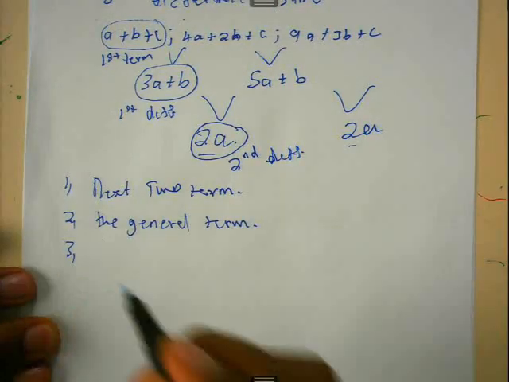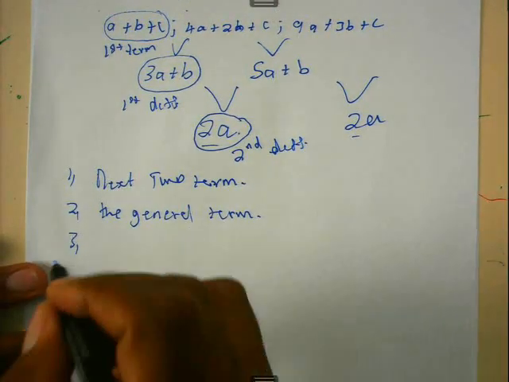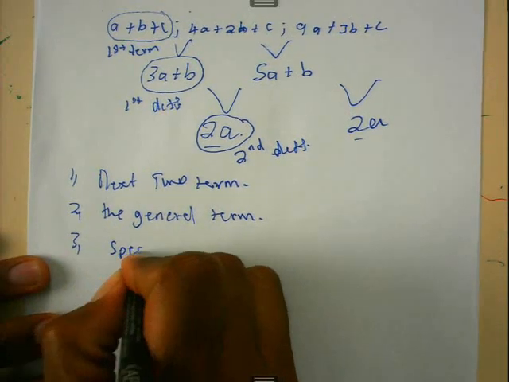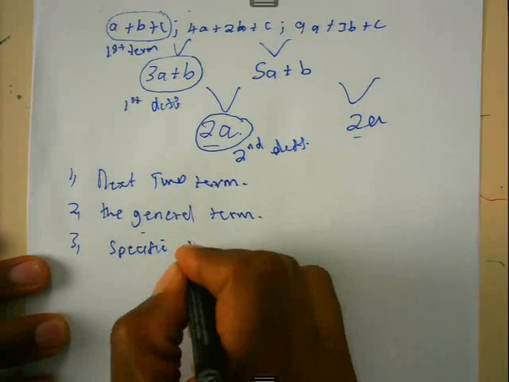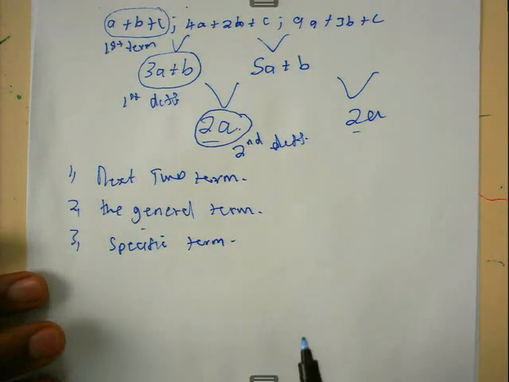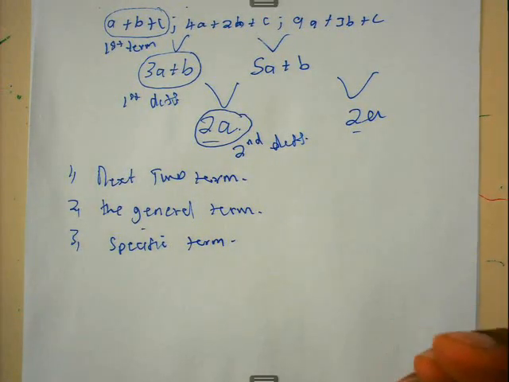Of course, the third question that you must be able to know now is to determine the specific term. It's very important. Here the question will say, determine the 20th term, determine the 15th term. It means we are now specific, asking what is the term in position 20, what is the term in position 15.